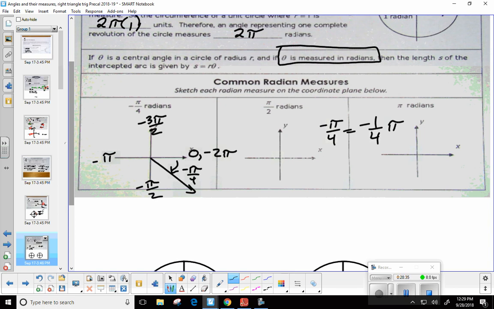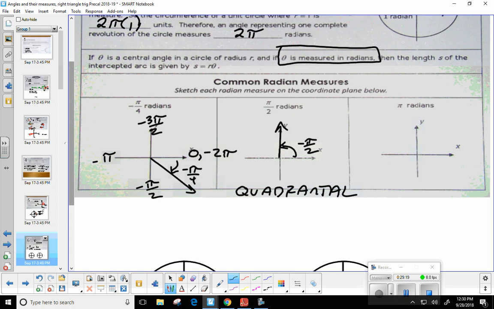Can anybody tell me, where do you think pi over 2 would be? Would this one be in a quadrant? It would just be on the y-axis, straight up, right? We actually have a name for these. If your terminal side stops on an axis, if it's not in a quadrant, we call this a quadrantal. So is negative pi over 4 a quadrantal? No, it's definitely in a quadrant, right? Only if the terminal side stops on an axis is it a quadrantal.